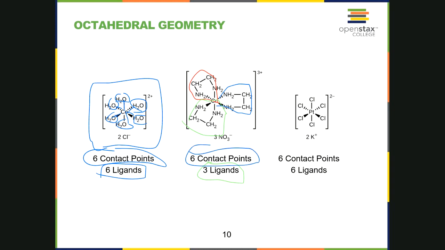And then for this last molecule here, we've got 6 chlorides. Each one of those is providing a contact point, so 6 contact points, 6 ligands. Has anybody got a question on how I'm coming up with that? Okay, we'll go on a little bit further.